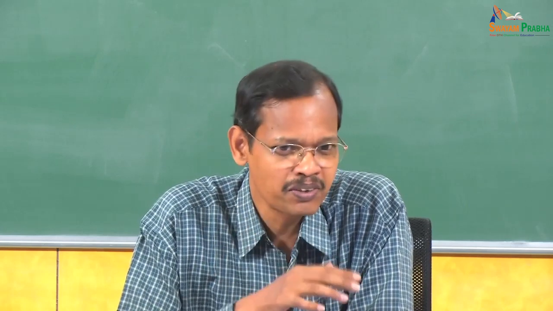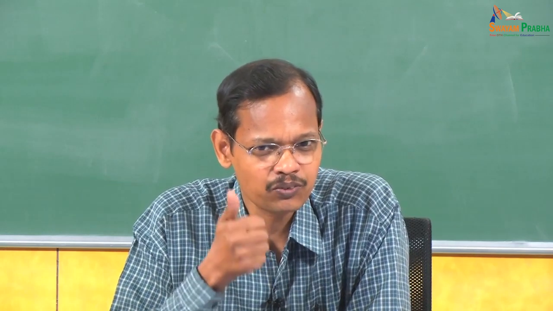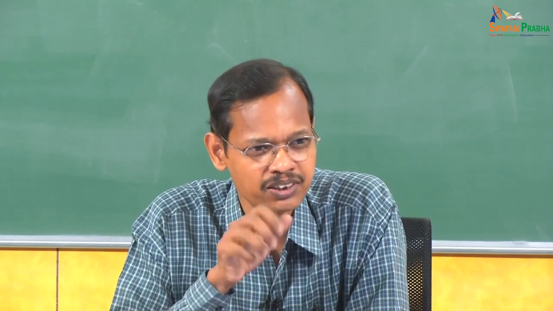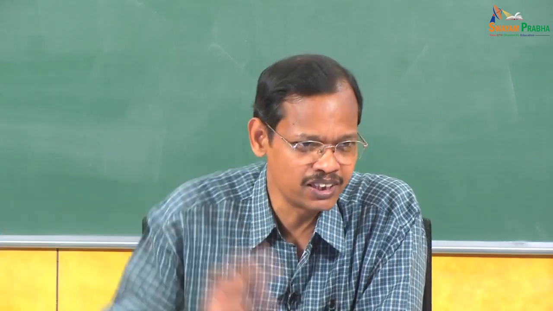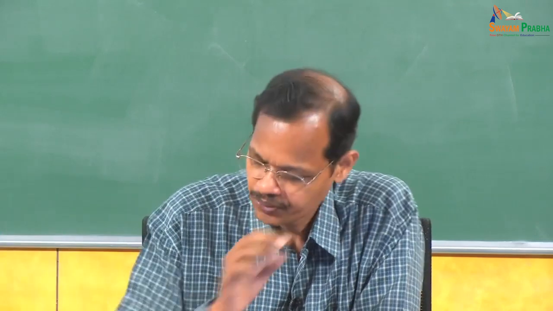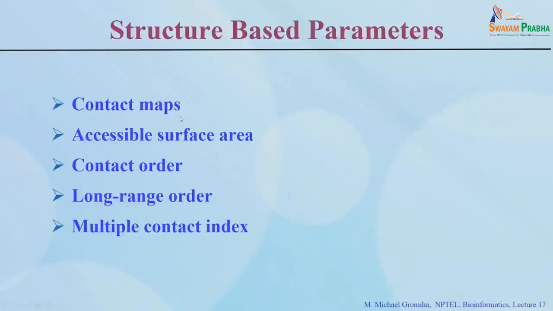Likewise, if we have the 3D structures, we can do better, because 3D structures contain more information than amino acid sequences. So, you can derive various parameters. The important aspect is that whatever parameters we derive from the structures have some implications and applications for understanding structure, function, or anything related to diseases. I will explain some of the features. For example, contact maps are the simplest one we can construct from protein 3D structures, along with accessible surface area and contact order.